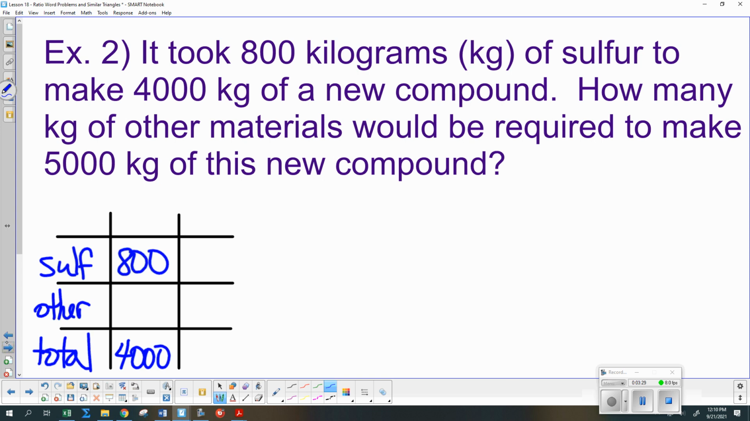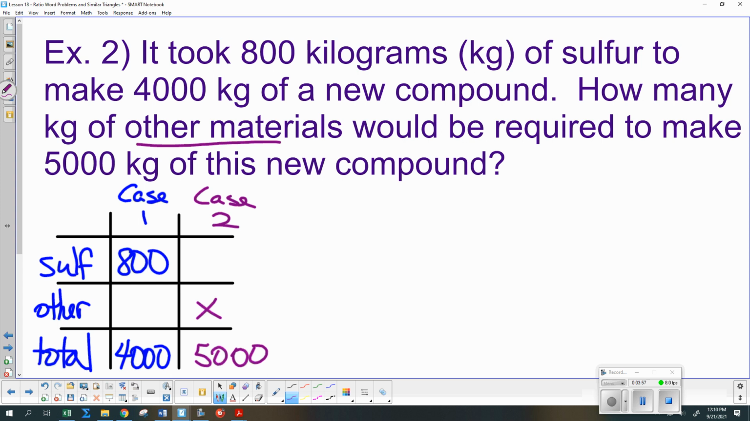Then we want to know, and that was like case 1. Then we're going to have a case 2, more or less. Maybe we go to a different school and we're repeating the experiment there. This time we're supposed to end up with 5,000 kilograms of the new compound. And we want to know how much of the other materials, so the x goes here.